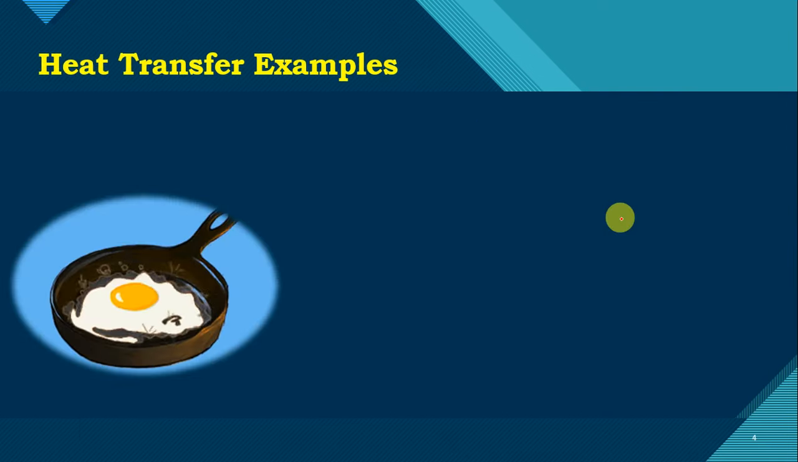Let's see another example. This is an example of an egg omelette. Here we have to consider that the source of heat is on the bottom side, so the gas flame is coming from the bottom side.